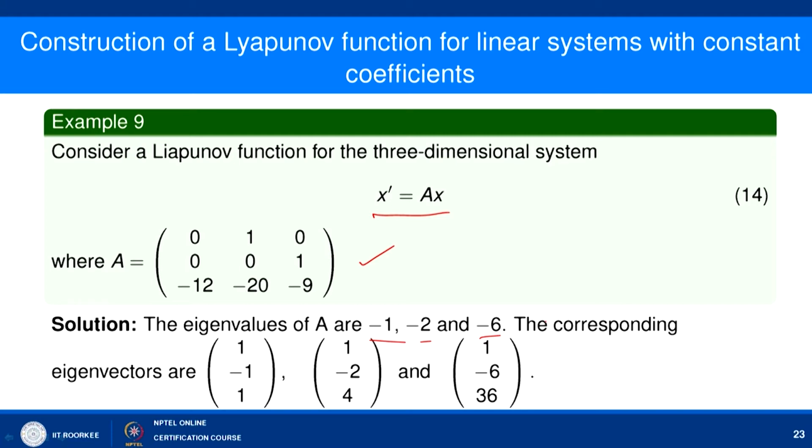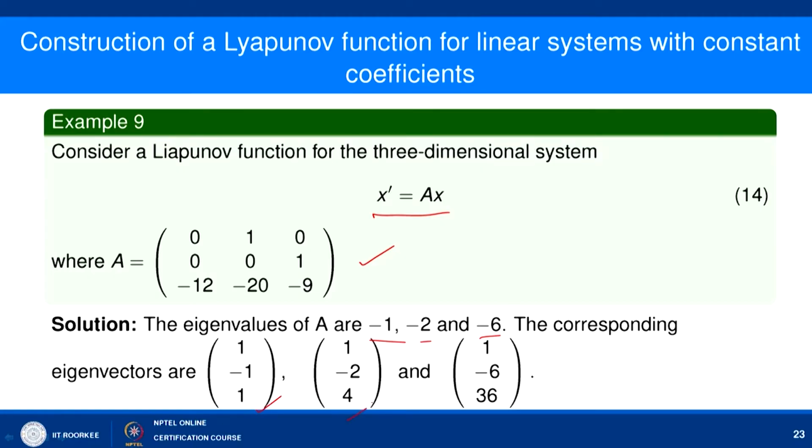Let us try to prove what we have concluded with the help of the theory which we have discussed earlier. Now, let us re-verify by constructing the Lyapunov function. So, the corresponding eigenvectors we can find out, and once your eigenvectors are there, then you can consider your T matrix as the matrix of eigenvectors.